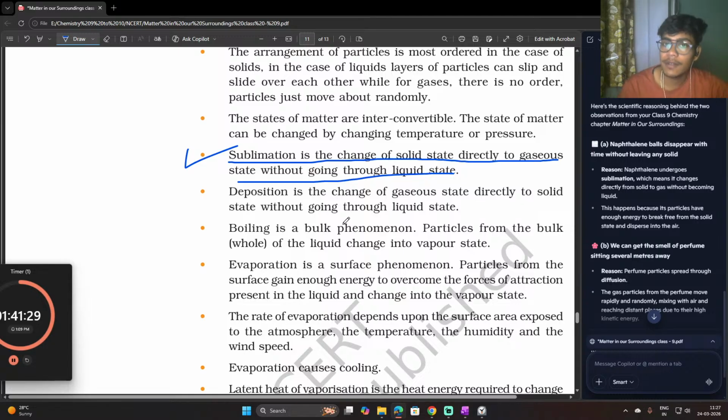So naphthalene is in solid form, right? When you open the sealed pack and put the naphthalene in your almirahs or drawers, after 15-20 days you can see that the naphthalene has become much smaller. Why? And no liquid is there. Because sublimation is the change of solid to gaseous state without becoming liquid. They convert directly from solid to gaseous state. That's called sublimation.